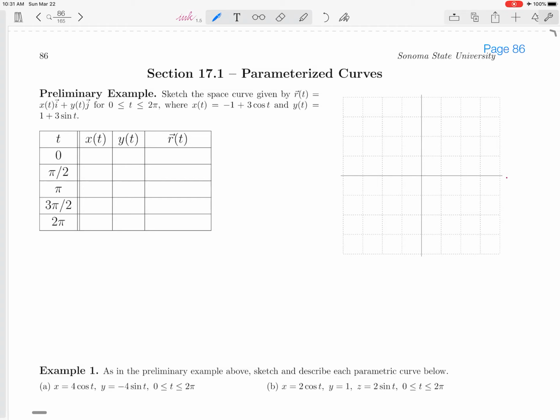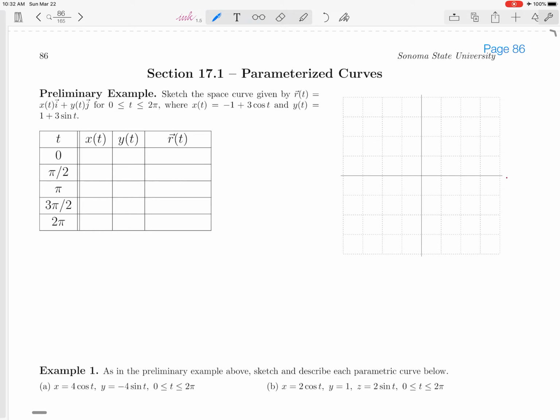Hello everybody. In section 17.1 we are going to learn about parametrized curves. And so what this means is, imagine you have a particle moving around in space. And over time you'd like to describe where that particle is. That's what we're going to do using parametrized curves.